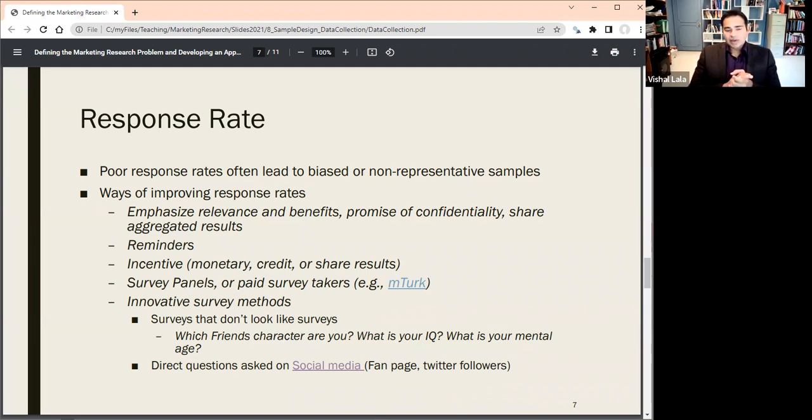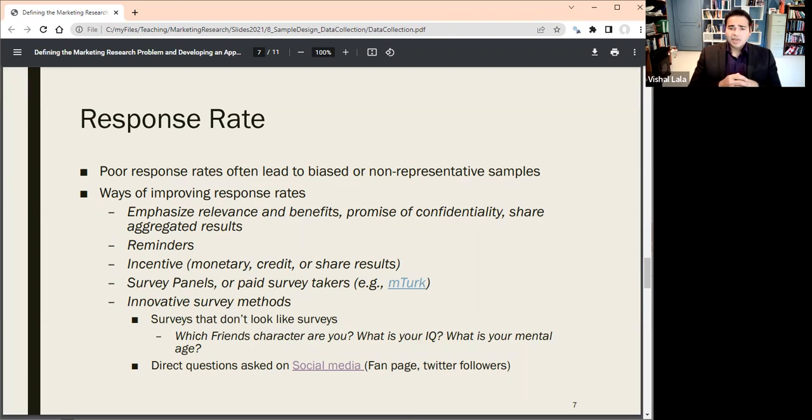There are many ways of going about this. One of the simplest ways is to sell people on the benefits of the survey to them, emphasize relevance to them. What's in it for them by completing the survey? Or how will they benefit society or somebody else by completing the survey? Tell them about what benefit the survey might serve.